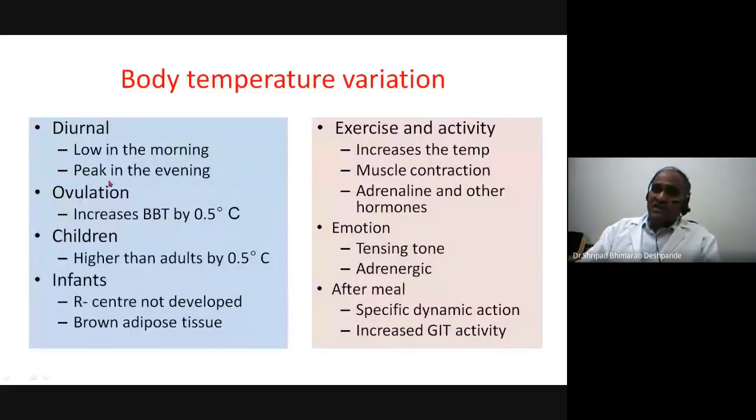Okay, then ovulation. So the temperature increases. The basal body temperature, as we call it, is an indicator of ovulation. So when ovulation happens, the body temperature rises by 0.5 degrees Celsius and may remain at that level in the entire secretory phase or progestational phase.